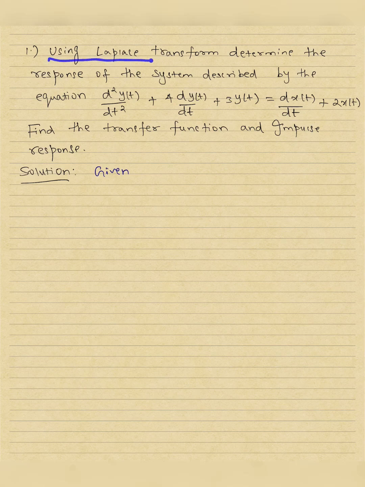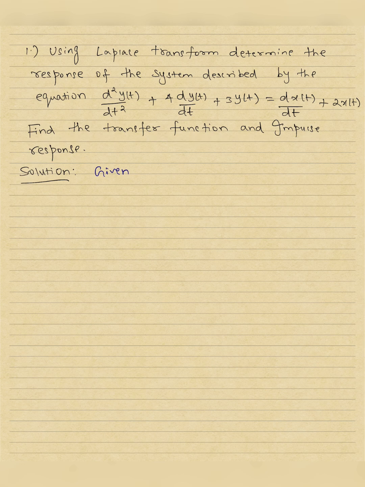Using Laplace transform, determine the response of the system described by the equation d square y of t by dt square plus 4 times dy of t by dt plus 3y of t, which is equal to dx of t by dt plus 2 into x of t. Find the transfer function and impulse response.